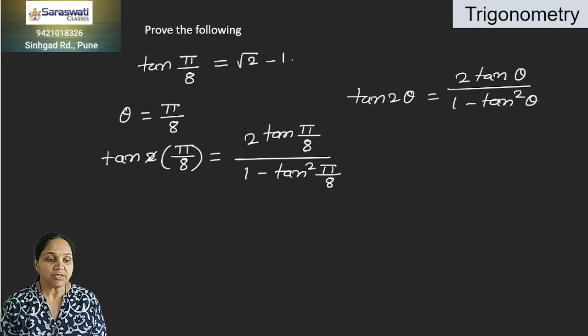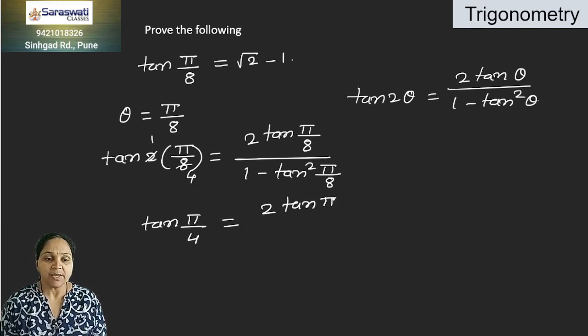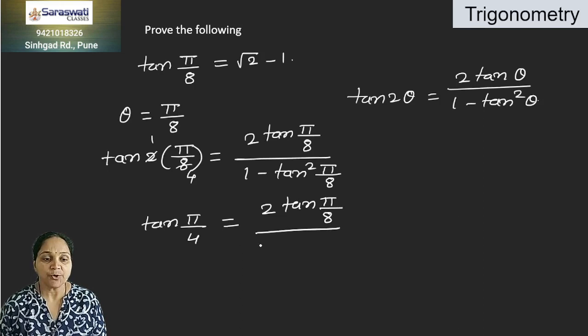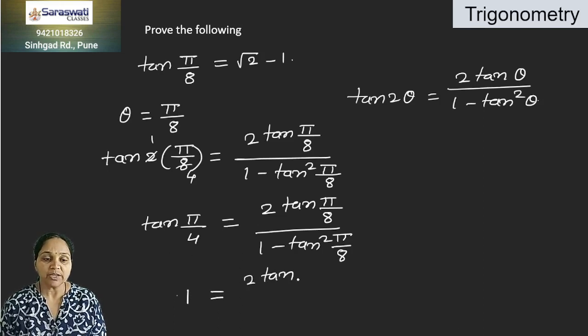Now here this becomes 2 ones are 2, 2 fours are 8. So tan pi by 4 is equal to 2 tan pi by 8 upon 1 minus tan square pi by 8. Clear? Now the value of tan pi by 4 is 1. So 1 is equal to 2 tan pi by 8 upon 1 minus tan square pi by 8.